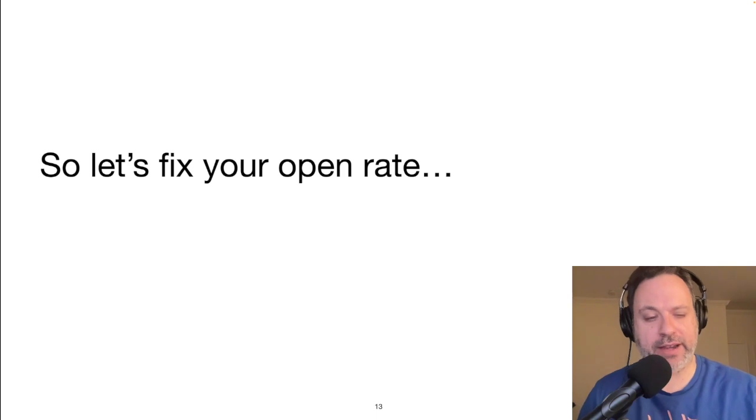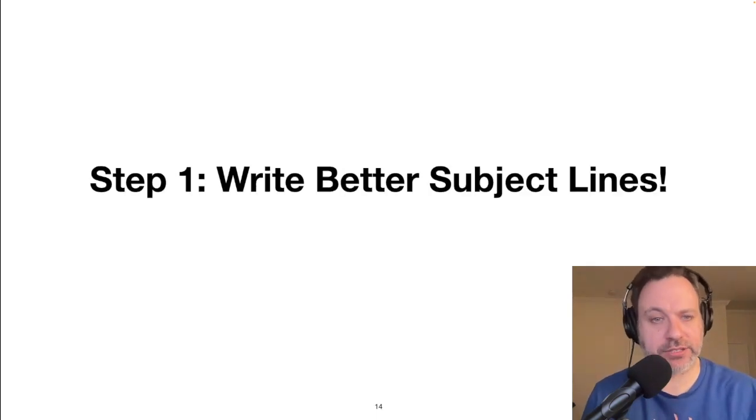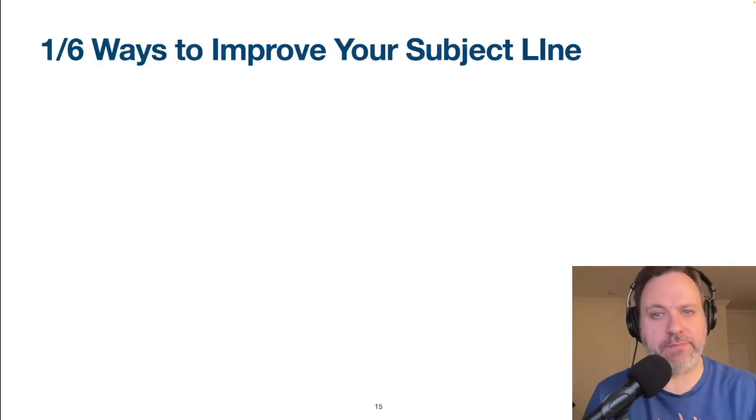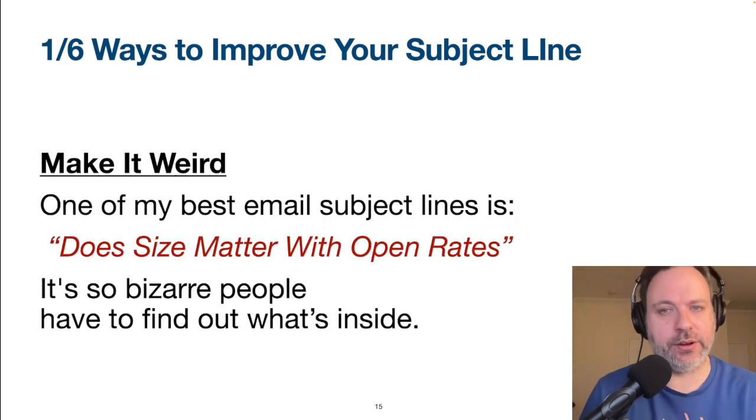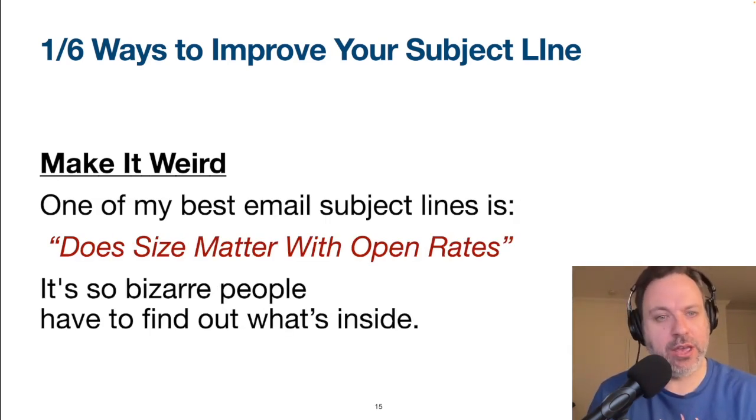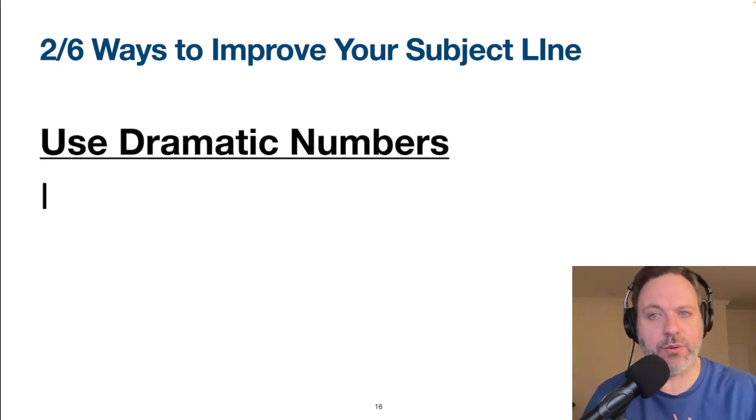We're going to fix your open rate now. Step 1 is to write better subject lines, and I'm going to give you 6 different ways to write better subject lines. First one is to make it weird. One of my best subject lines is, does size matter with open rates? So bizarre. People have to find out what's inside, but it also implies value because I'm talking about open rates, and that's something people on my list want to learn about. So again, I'm incorporating something bizarre with something implying value for the reader.